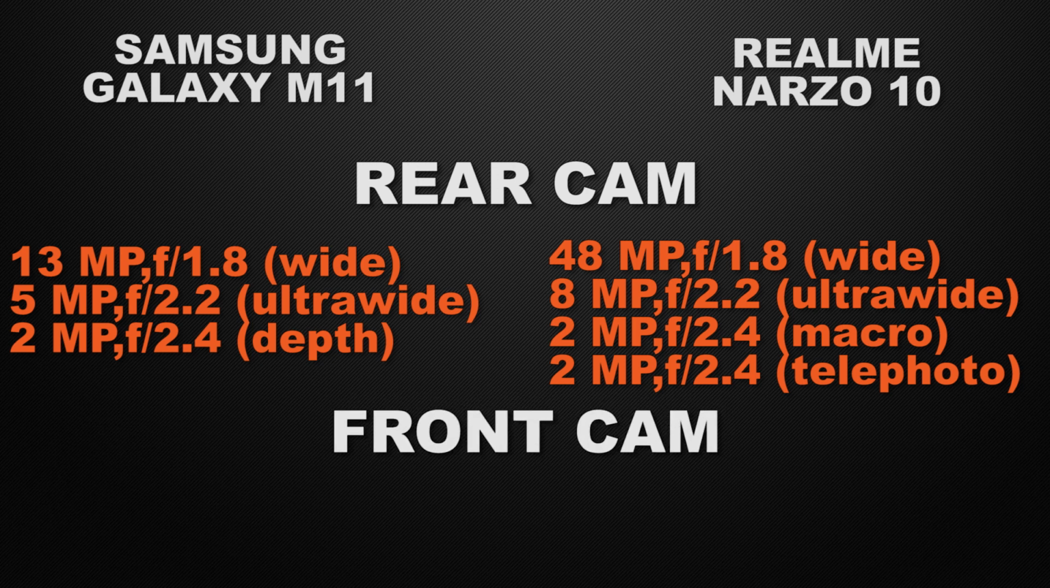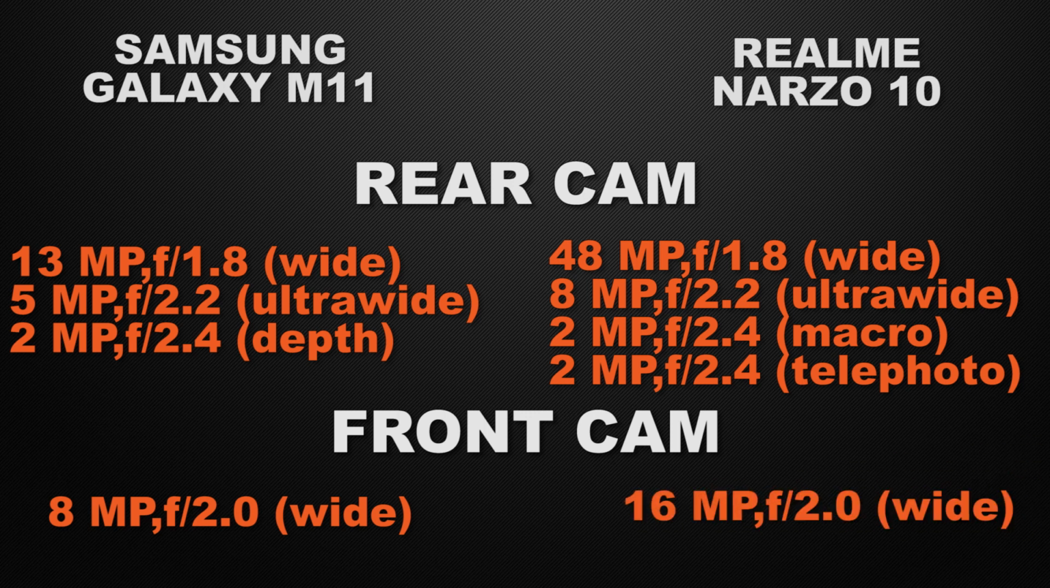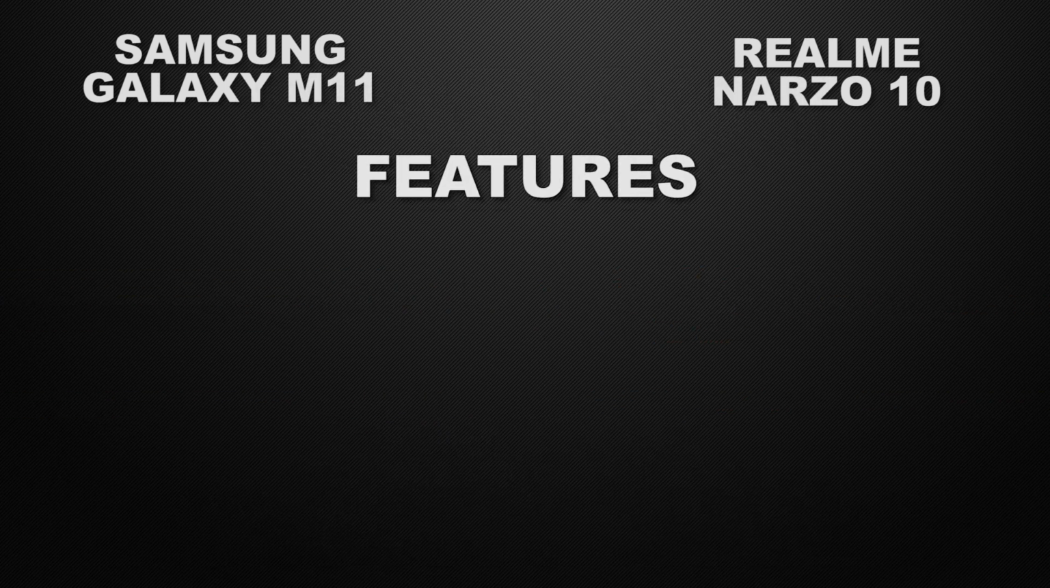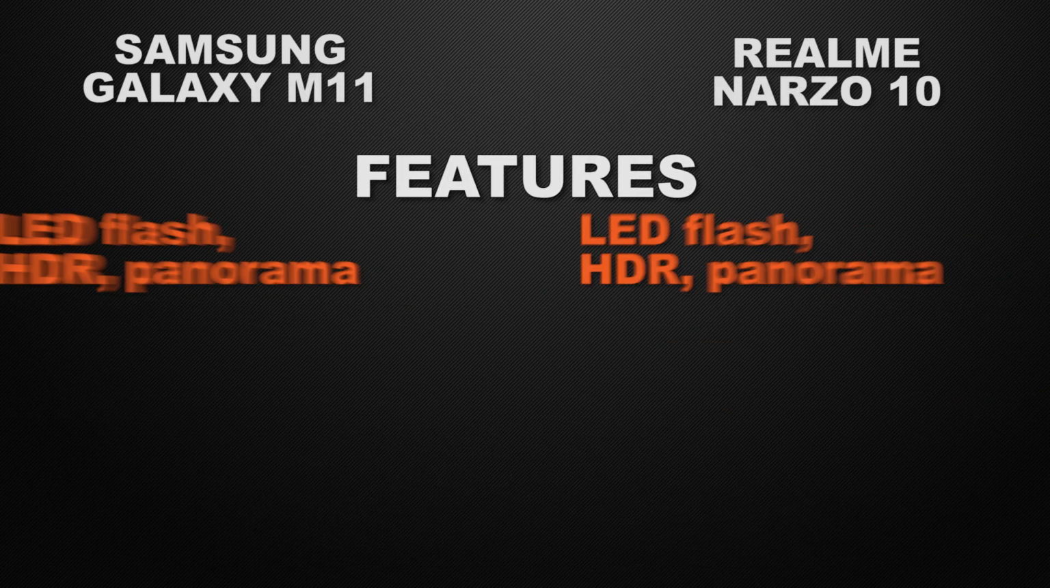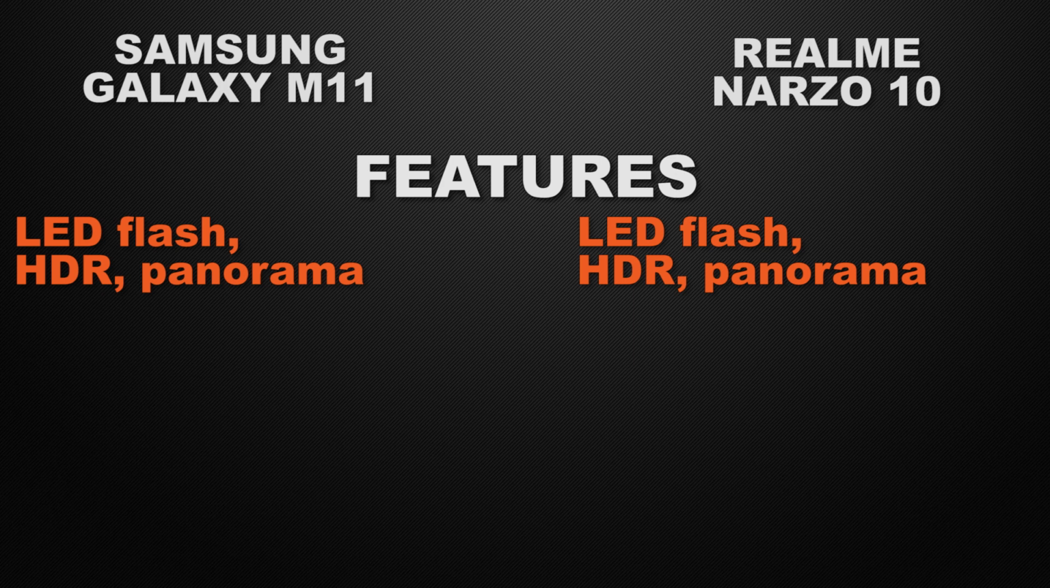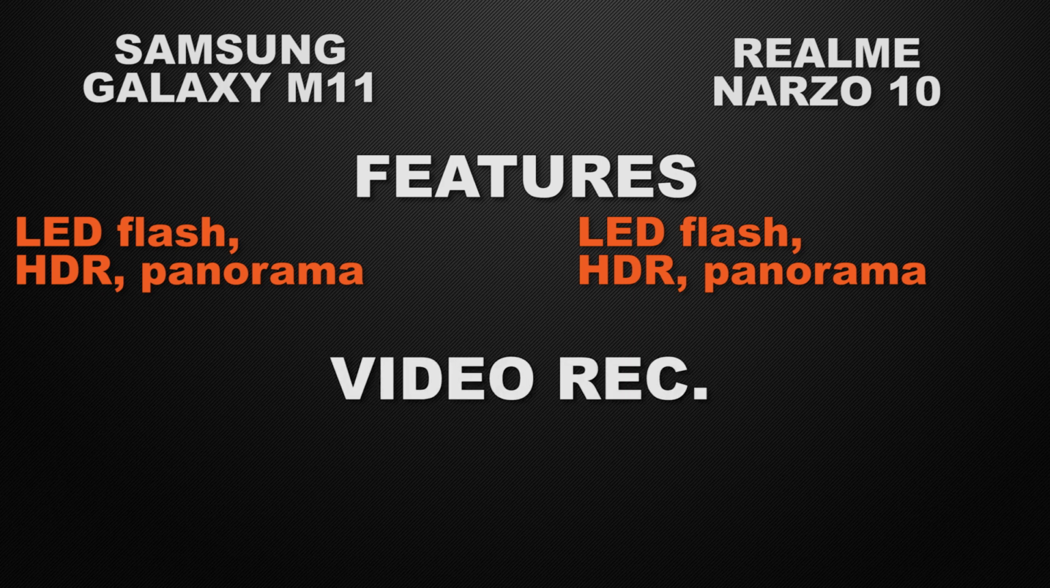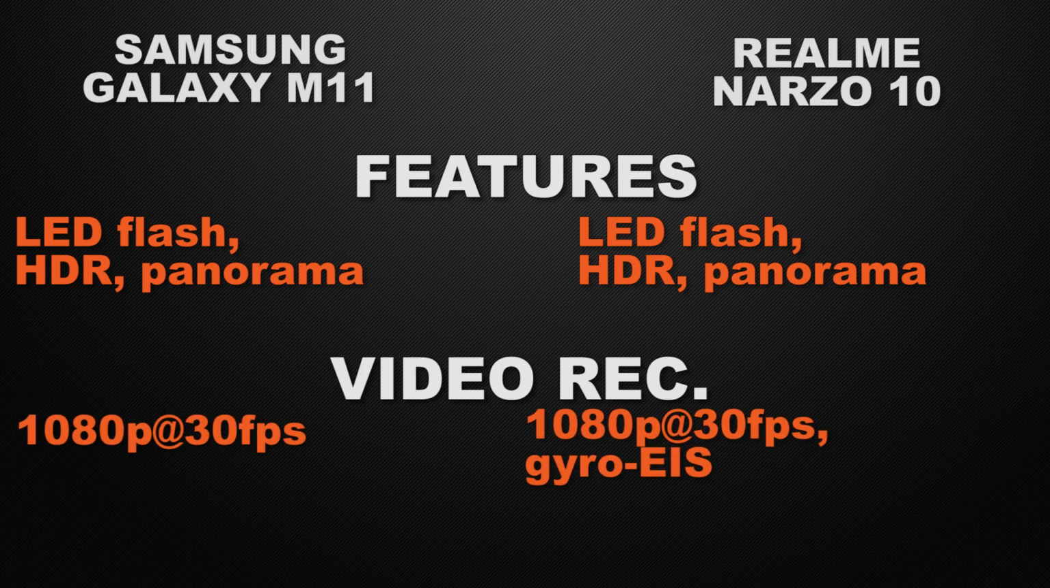And about the front camera of the devices, M11 has an 8 megapixel wide camera and Narzo 10 has a 16 megapixel wide camera. So again the winner here is Narzo 10. Let's talk about the camera features of the devices. Both of the devices have LED flash, HDR and panorama, so it's a tie here. And about the video recording options of the devices, both of the devices can shoot 1080p video at 30 fps, but the winner here is Narzo 10 because it has gyro electronic image stabilization.